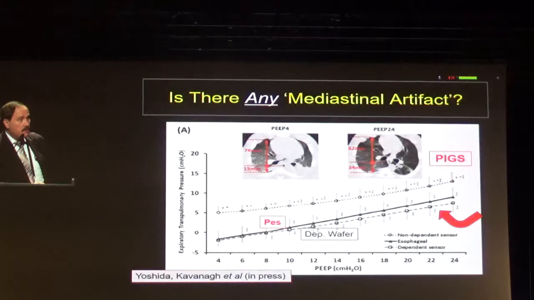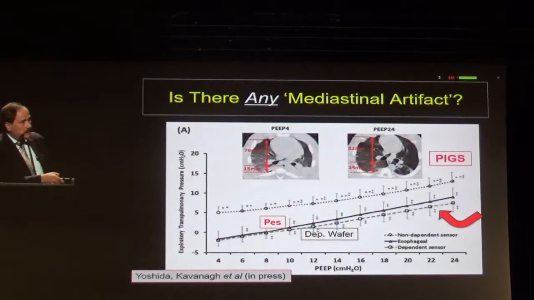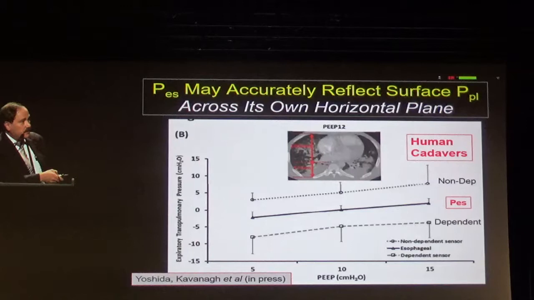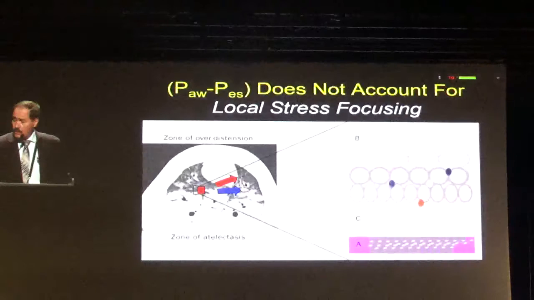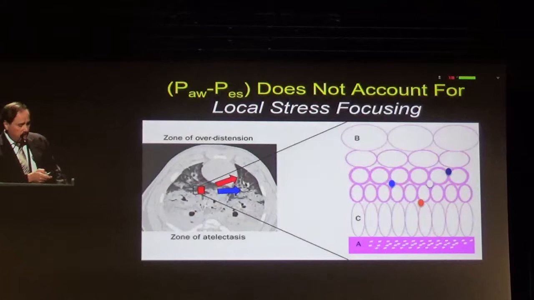In the pigs, the esophageal balloon pressure and the dependent wafer pressures tracked very nicely. And in human cadavers, the pressure measured by the esophageal balloon catheter was mid-position as expected: non-dependent, dependent, and esophageal balloon. So I think we should have more confidence in the esophageal balloon pressure. Is it representative? Well, it does not account for local stress focusing. I don't think we could expect such a technique to do that.